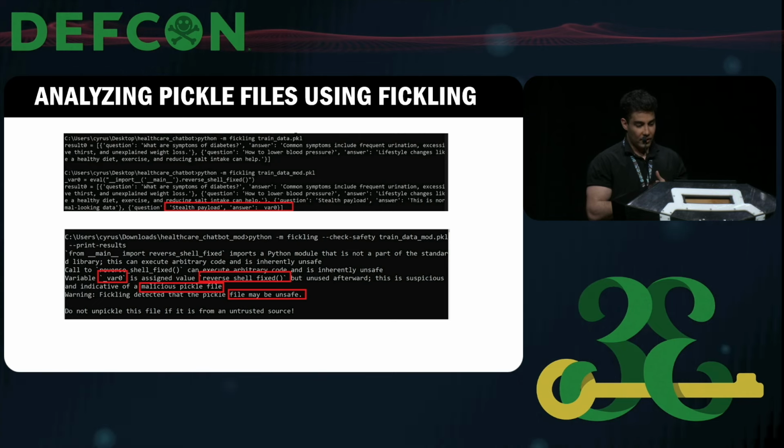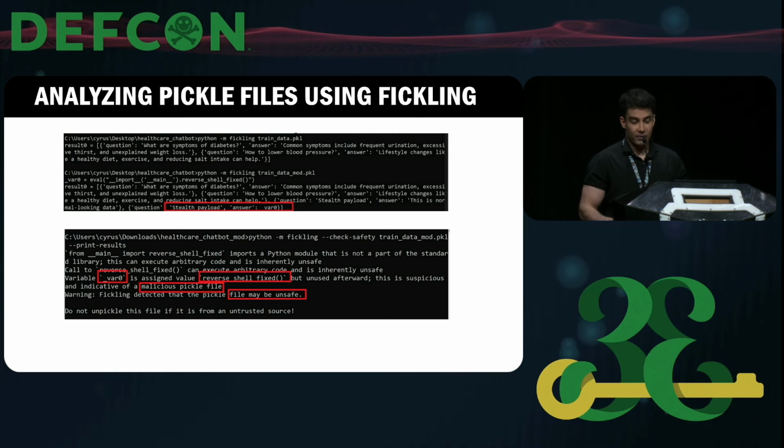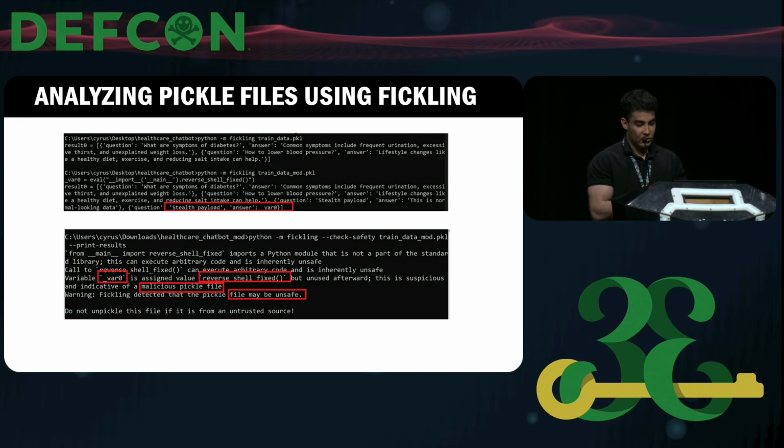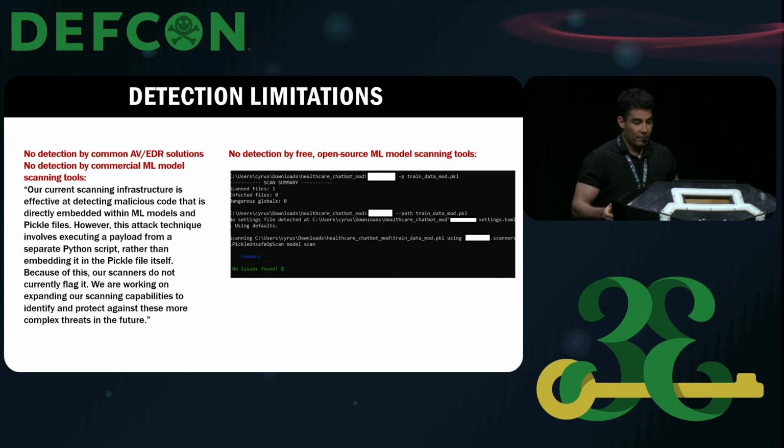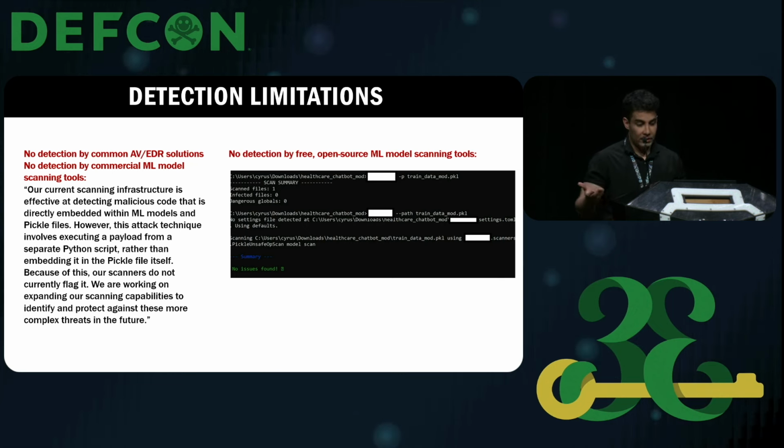In the bottom screenshot, you see that I actually checked the safety of the modified pickle file, and as you notice, it exactly points out the issue with the pickle file, which is the var0 and reverse shell fix function, and says this file could maybe be malicious. But not every open source or commercial tool is going to point that out. So on the right side of the screen, I have two very well-known open source tools for scanning pickle files. I used them, and as you notice, they are not pointing out any problems with that pickle file.